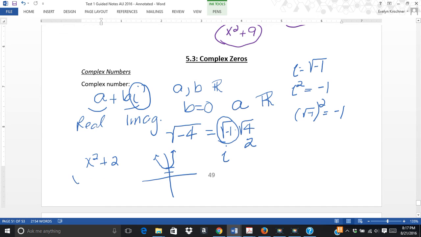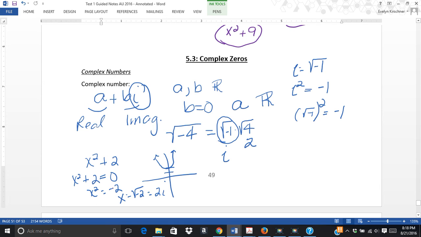If I wanted to find a zero, it would be x squared plus 2 equals 0. And if I was to solve, it becomes x squared is -2, or x is the square root of -2. So I still have a zero, but it really equals 2i. But what was wrong with what I did here?